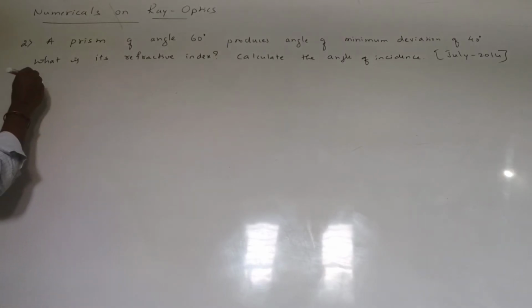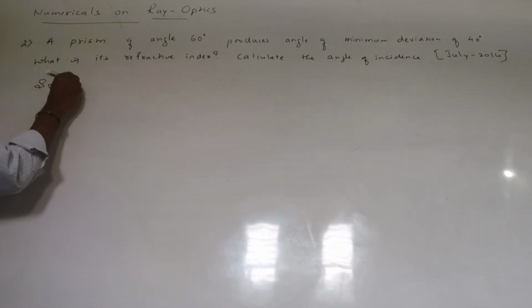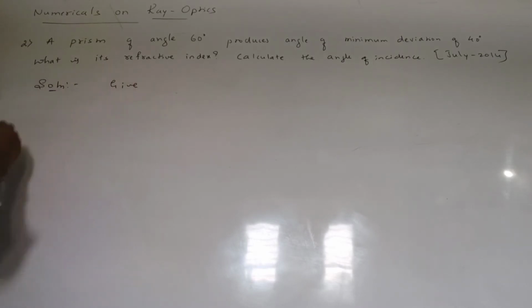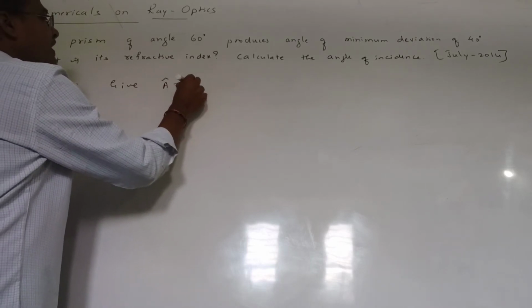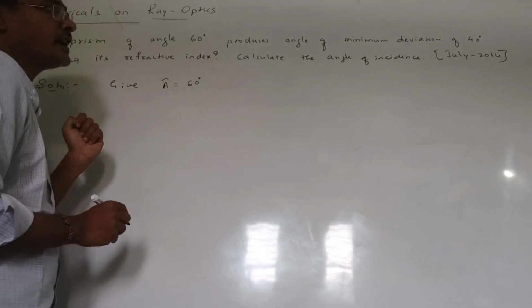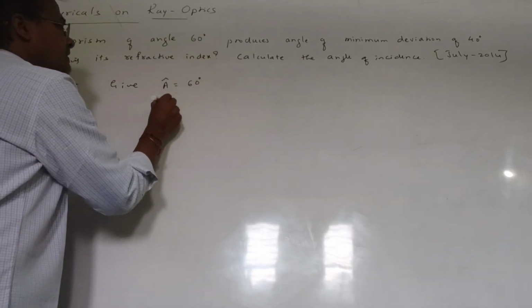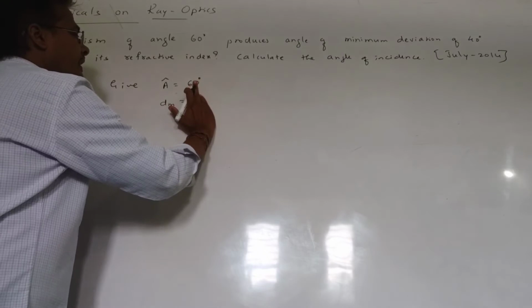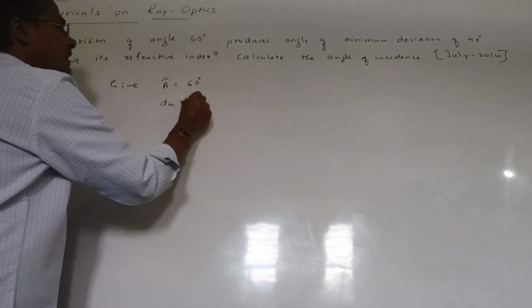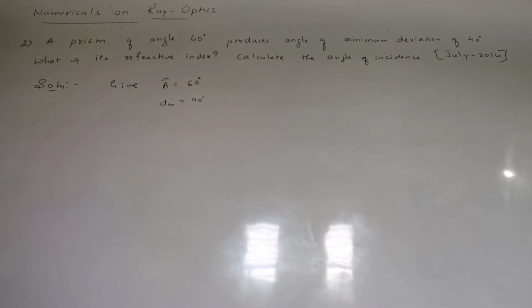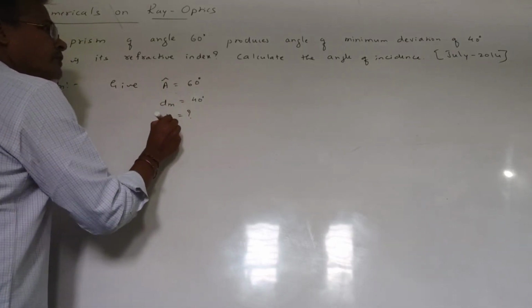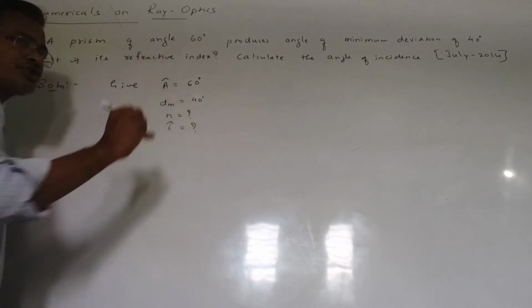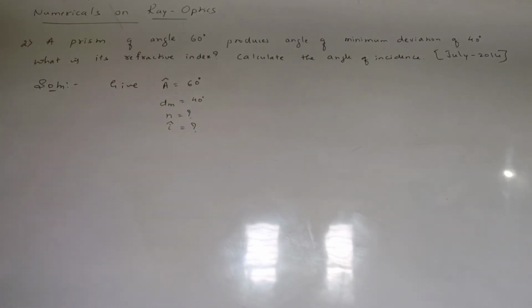Okay, now see the solution. What are the given data? The angle of prism is 60 degree. The angle of minimum deviation, Dm, is 40 degree. So we want to calculate first the refractive index, and then afterwards the angle of incidence.